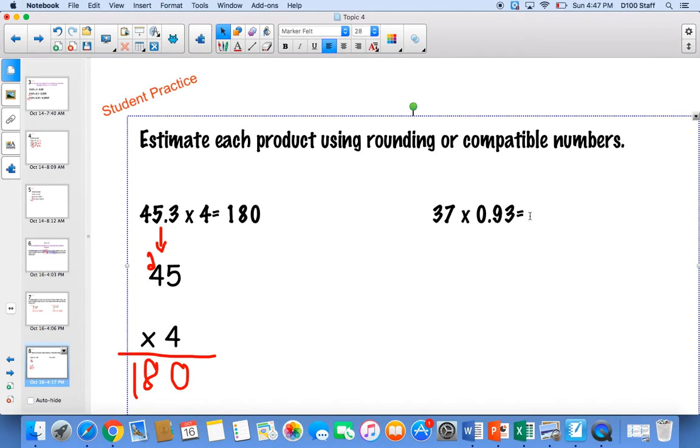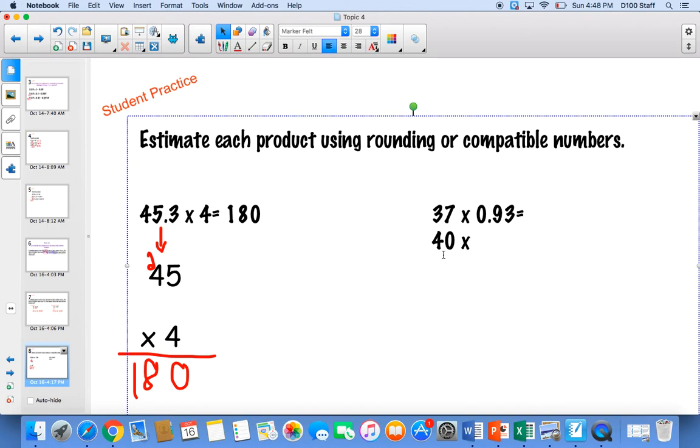All right, go ahead and try solving this one, the second problem. 37 times 93 hundredths. Click submit when you're ready. Okay, so this one may have been a little easier. We might have all gotten similar answers. So 37, I could round it up if I wanted to do rounding and just round it up to 40.